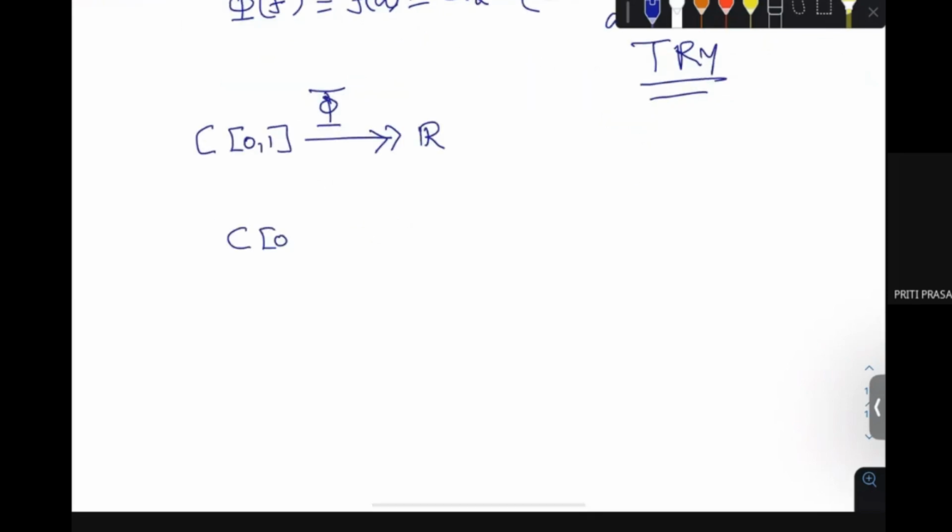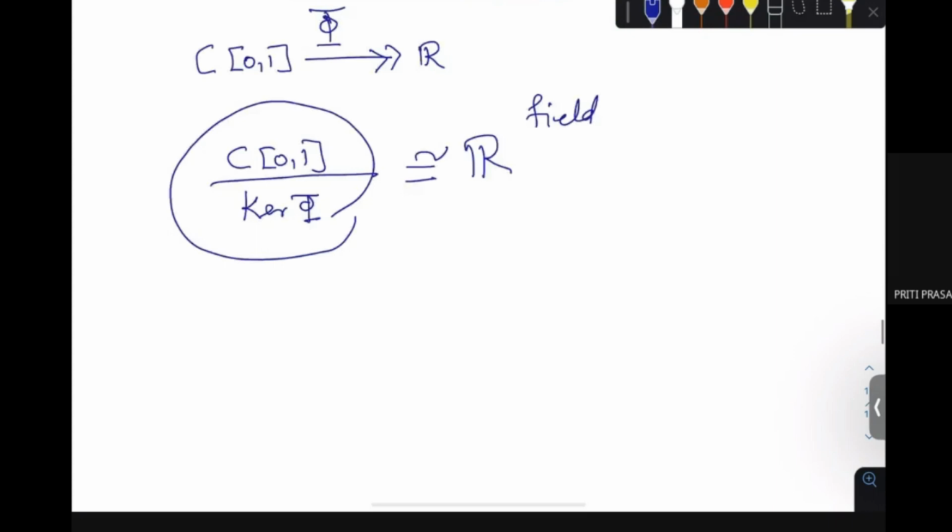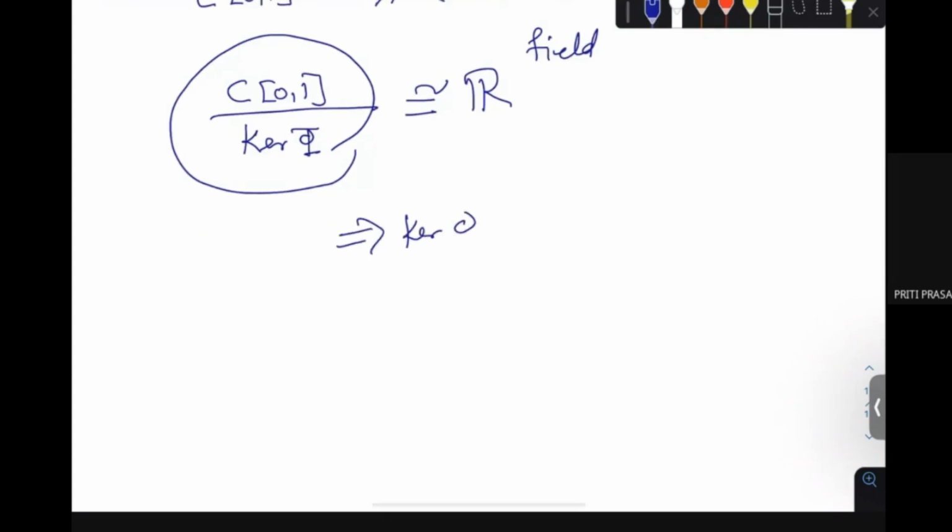Then what happens? By the first fundamental theorem, this ring by kernel of phi is isomorphic to the real numbers. So this is a field. The right side is a field, so this is a field. That implies kernel of phi is maximal. As we are in the final preparation round, if you are in this math aspirant group, you must have come across a lot of YouTube videos and discussions. I'm sure most of you are comfortable with this definition: R by I is a field if and only if I is a maximal ideal, an integral domain if and only if I is a prime ideal. So that's what I'm using.